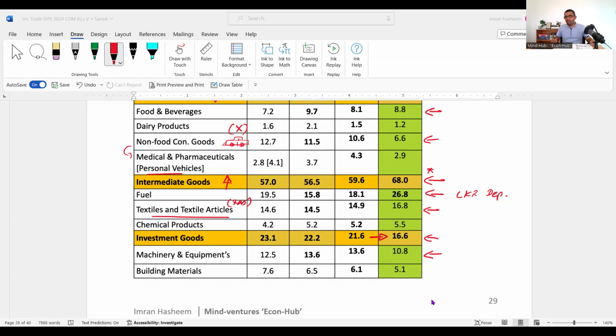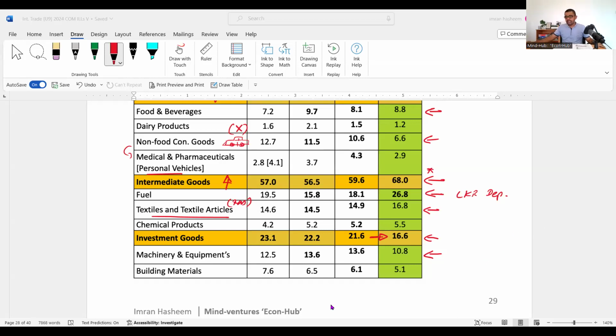Finished garments, if we import, that doesn't come under this. Finished garments also we import, no? In our clothing stores, we sell finished garments from China, from India. Thailand, a lot of countries we import finished garments, clothes. From European countries also we import. Those don't come under intermediate goods because they are not intermediate, they're consumer goods. They come under non-food consumer goods. Get it? Are we clear?